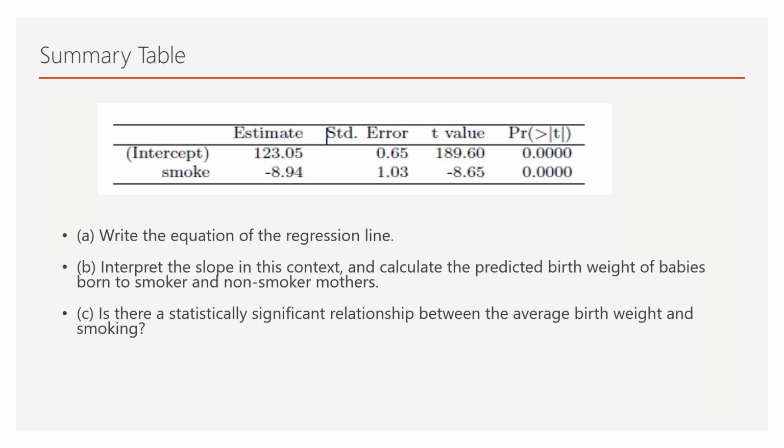The summary table below shows the result of a linear regression model for predicting the average birth weight of babies, measured in ounces, based on the smoking status of the mother. So writing the equation of the regression line, interpret the slope in this context, and calculate the predicted birth weights of babies born to smoking and non-smoking mothers. Is there a statistically significant relationship between the average birth weight and smoking?